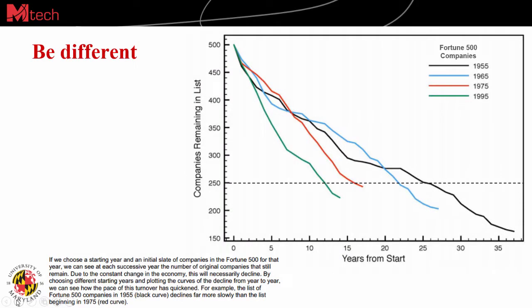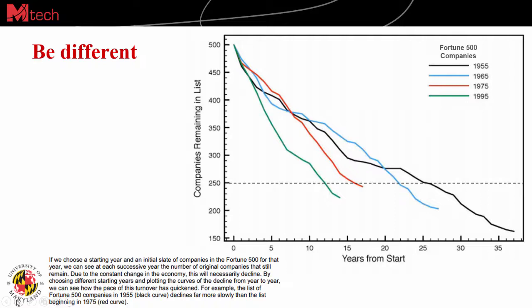And when we look at that and try and quantify that, Fortune magazine every year ranks the Fortune 500, the largest revenue generating companies, and they've done it annually since 1955. So we're going to look at 4 different elements with the companies remaining on the list on the left-hand side and the years from start on the bottom.